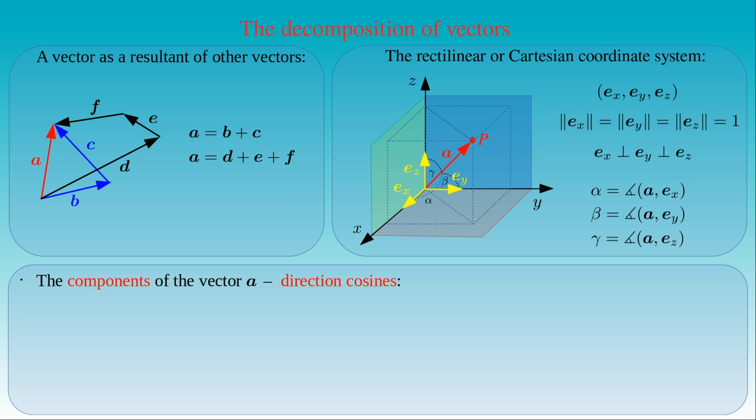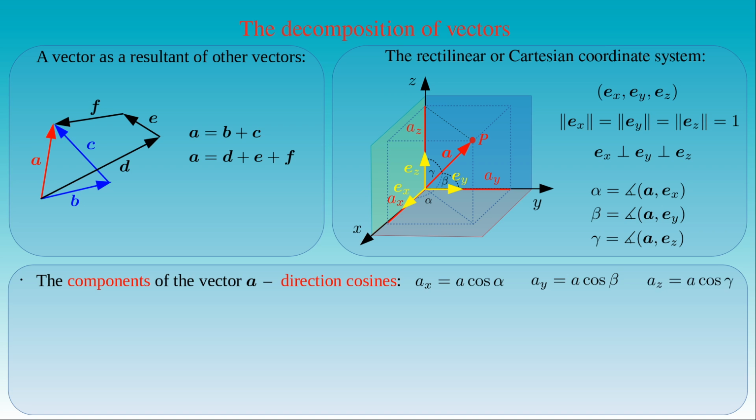The projection of the length of A onto the x-axis is denoted with Ax, and it is equal to A times cosine alpha. It is called the component of the vector A in the direction of the x-axis. The component of the vector A in the direction of the y-axis is denoted with Ay and it is equal to A times cosine beta. The third component Az is in the direction of the z-axis and it is equal to A times cosine gamma.